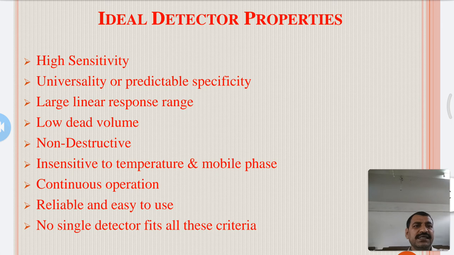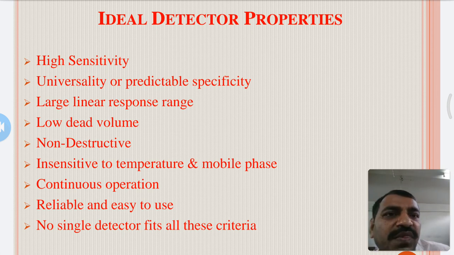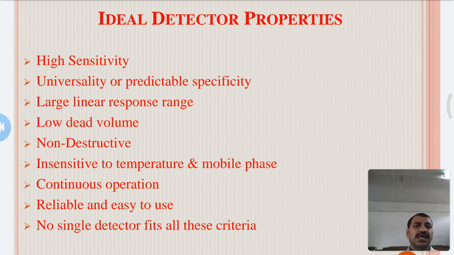So, ideal detector properties: what is the ideal detector? It has high sensitivity, universality and predictable specificity, a large linear response range, low loaded volume, non-destructive, continuous operation, and is reliable and easy to use. No single detector fits all these criteria. So these are the points of ideal detector properties.